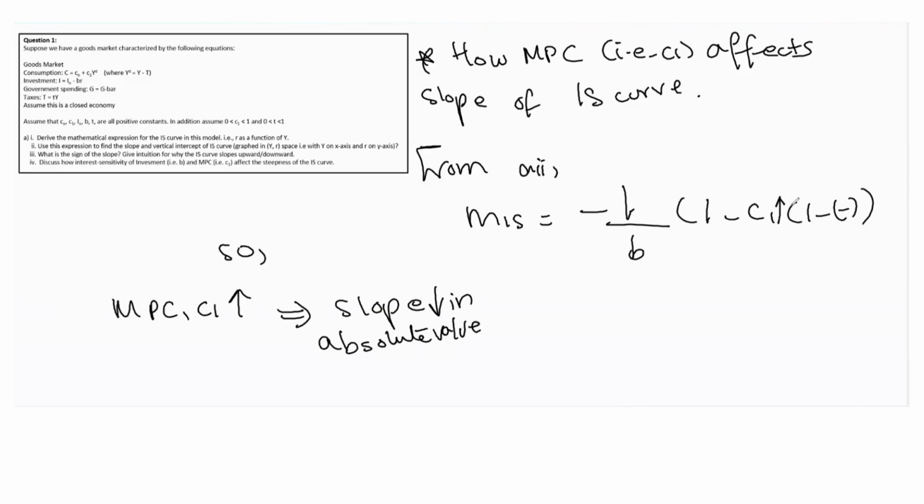Because over here we have a larger C1, so we're subtracting from one a larger number, so overall we're going to get a smaller number over here. So the slope is going to go down in absolute value. As a result, we're going to get a flatter IS, which means that for a given change in interest rate, we will have a larger change in output. Now let's look at the economic intuition.